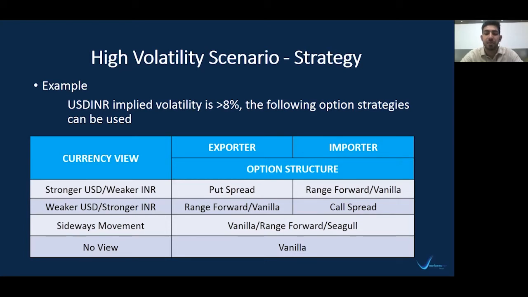Similarly, if I'm an importer and the future looks unfavorable to me, since in the future I'm expecting a stronger dollar, I go for a range forward. I enter a range forward by buying a call option and selling a put option, both of which will be out of the money. So I buy my call option at 75.50, assuming a spot of 74, and I sell a put option at 74.50.